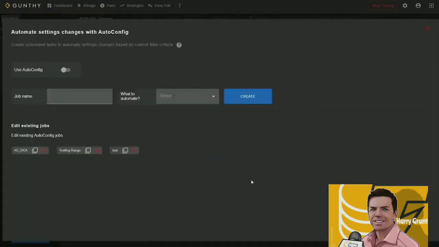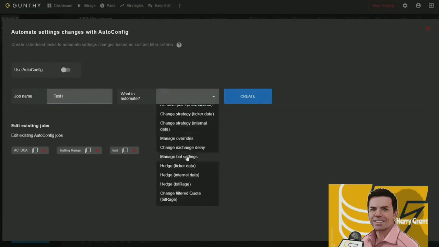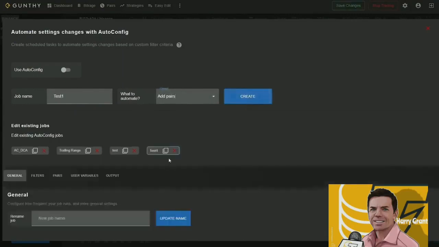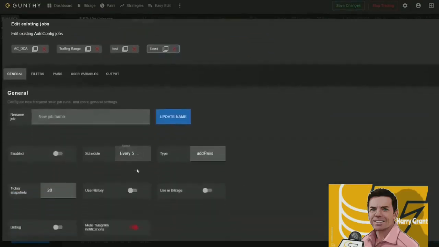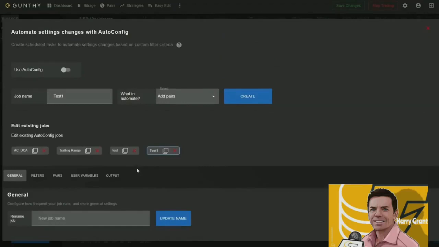Next, what I want to show you, this is probably one of my favorite features, is the new auto config method. So let's create an auto config method called test1, and I want to automate adding pairs. So let's create this. What auto config allows you to do is make adjustments to your strategy and to your pairs while the bot is running.